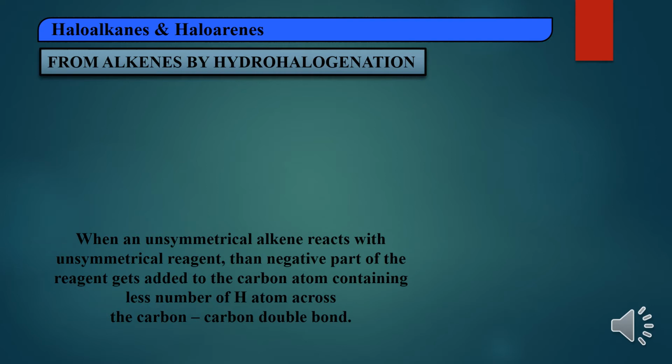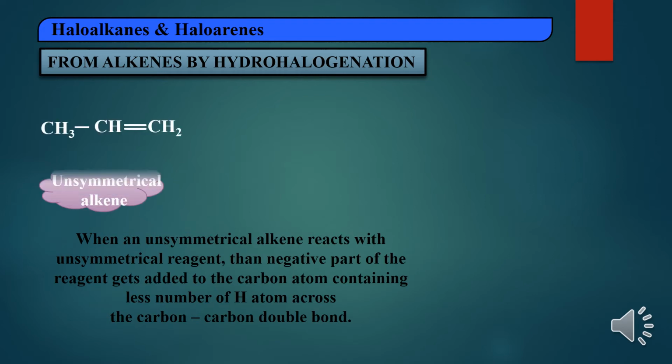Alkene means a double bond, and to the double bond we are adding hydrogen plus halogen. Here there is a rule: when an unsymmetrical alkene reacts with an unsymmetrical reagent, the negative part we have to add to the carbon in the double bond that has fewer hydrogens. Now you can take an example.